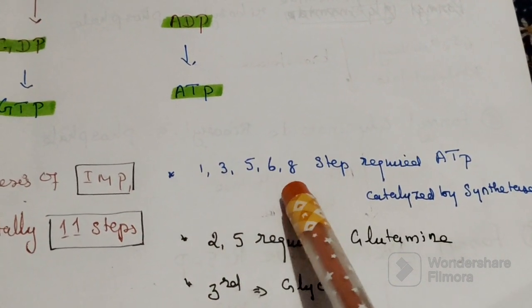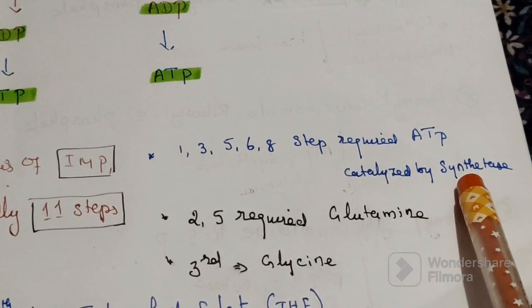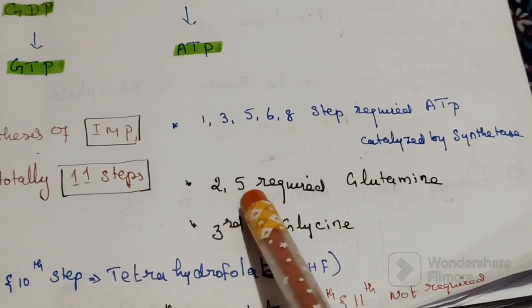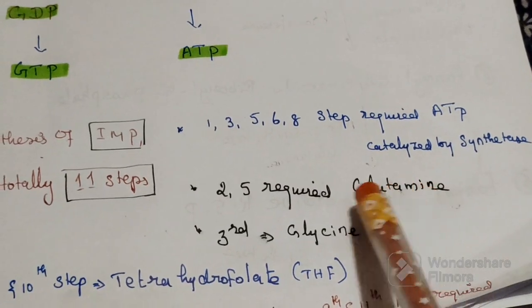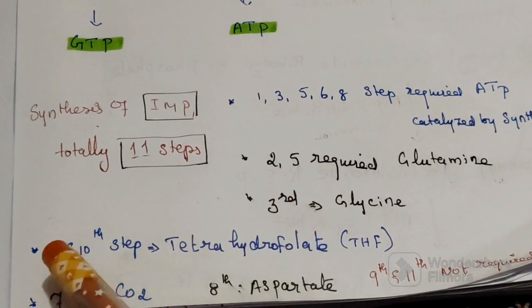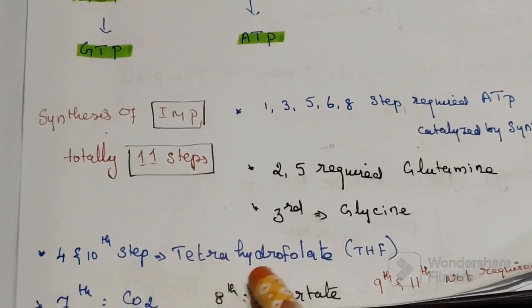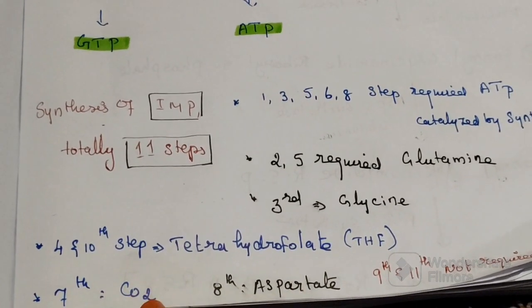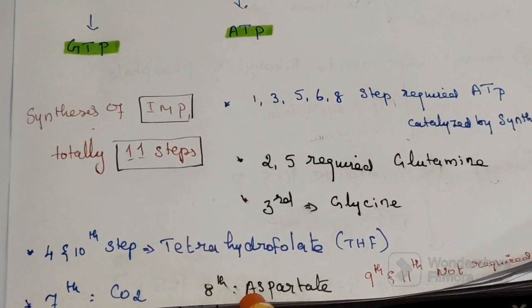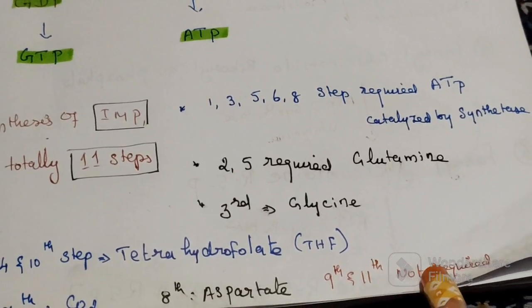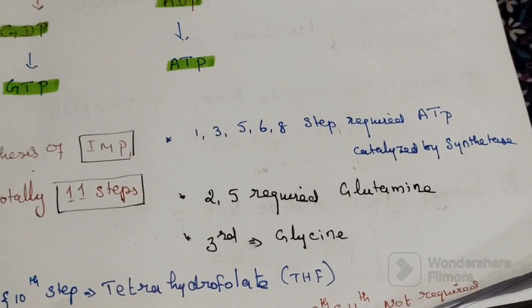Steps 1, 3, 5, 6 and 8 require ATP and synthetase enzyme. Second and fifth steps require glutamine. Third step requires glycine. Fourth and 10th steps require tetrahydrofolate. Seventh requires carbon dioxide. Eighth step requires aspartate. Ninth and 11th steps do not require anything.